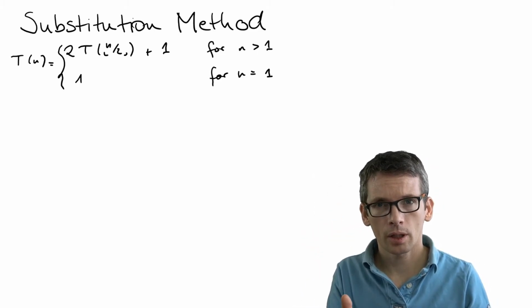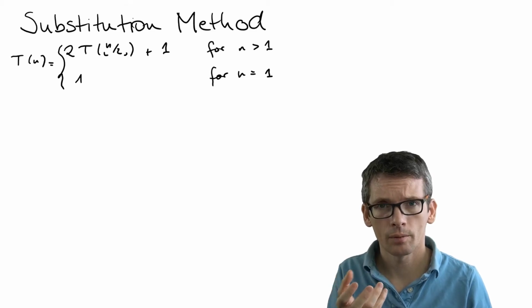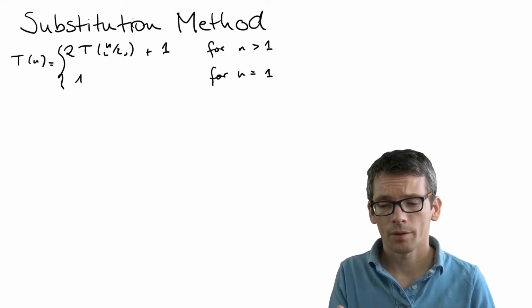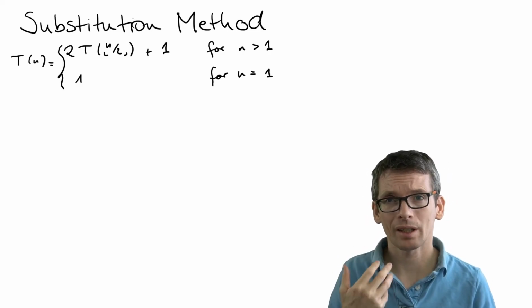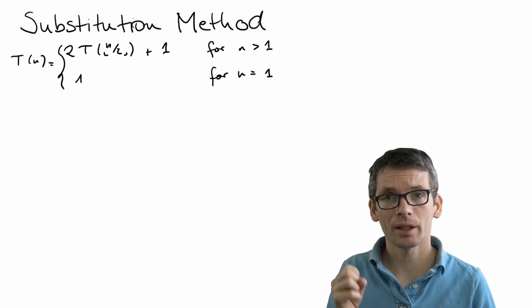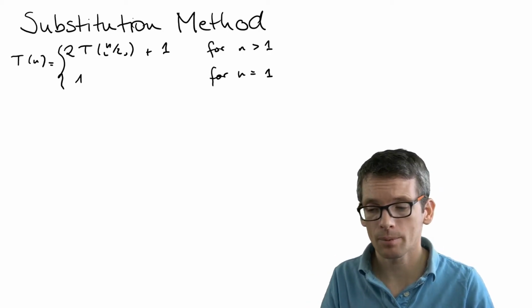Now, you can first guess a solution. You can use the recursion tree. You can use here also simply the master theorem. That will tell you that T of n should be in O of n. So that's what we want to prove: T of n is in O of n. The natural induction hypothesis would be to say T of n is smaller or equal to c times n.